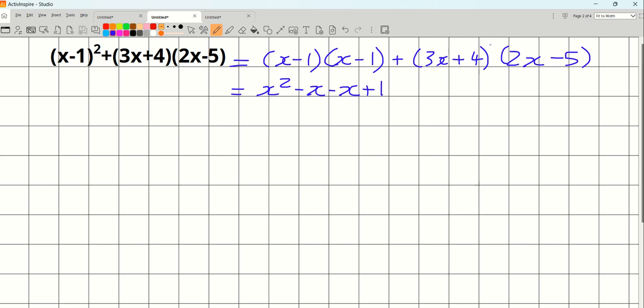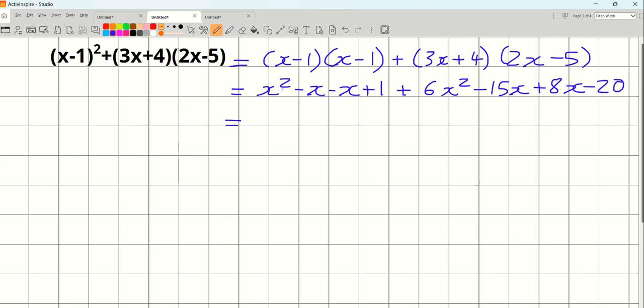Now we move on to the next double brackets and we expand that. 3x times 2x, this is going to mean you have to do 3 times 2, which is 6, and x times x, which is x squared. Moving on, we now have 3x times minus 5. This is minus 15x. And then, since we expanded 3x with both items in the second bracket, we move on to the 4. We do 4 times 2x, this is 8x, and 4 times minus 5, which is minus 20.